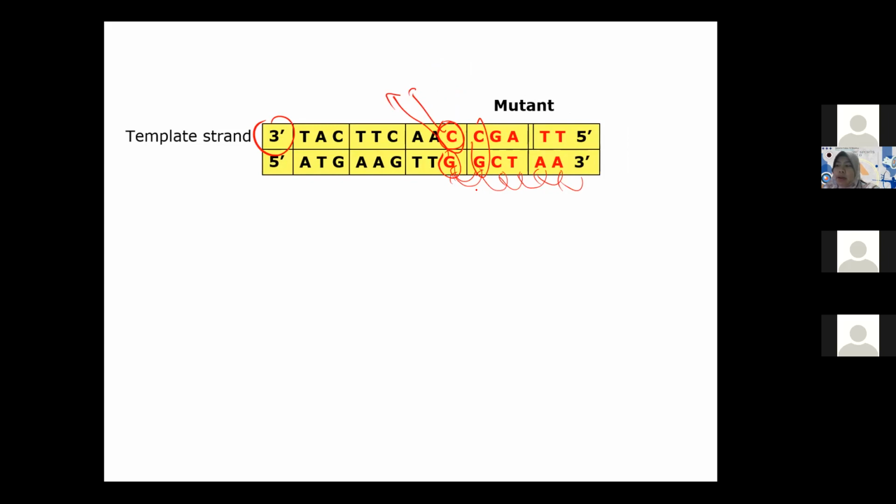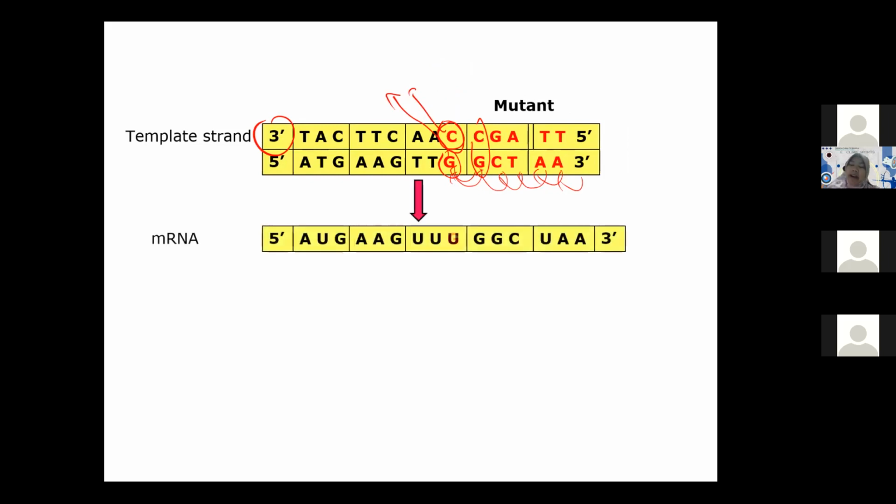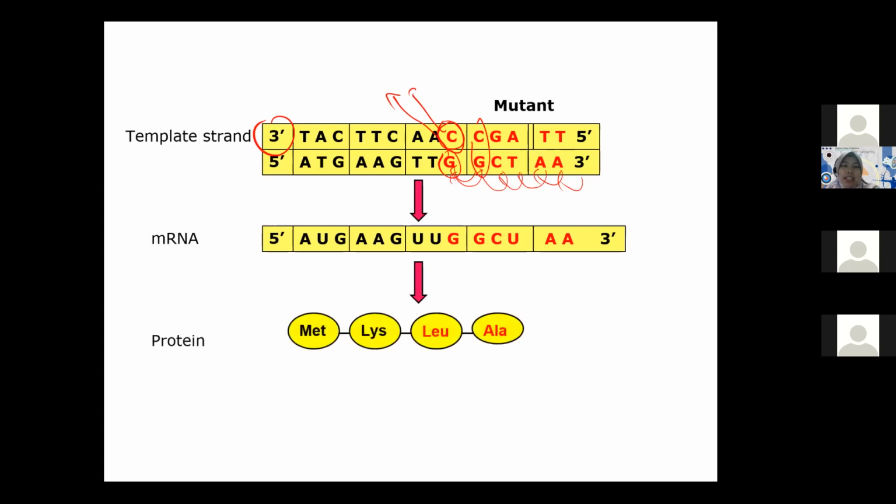So this mutant strand will be affecting the mRNA during transcription. You can see your codon change, and then it also will change the amino acid. All right, so that is the effect of deletion.